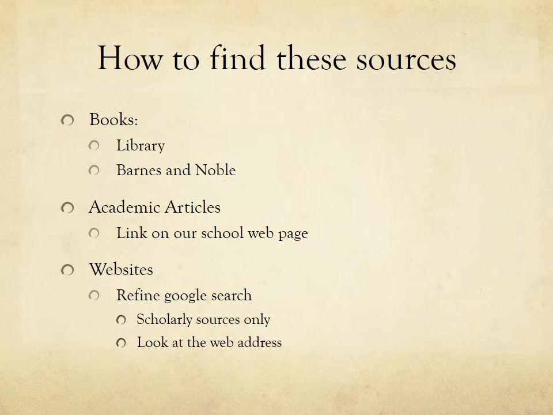And then lastly, just like we've looked at in class, you'll refine Google searches or other web searches to scholarly sources only, and just make sure you look at the web address to make sure it's a .gov, .org, or .edu. So for homework, I expect you all to find at least 3 sources, and bring them to class, one of each. So a book, an academic article, and a website. And we will determine whether or not these are credible sources for your topics. And we will get into groups and talk about why and why not.